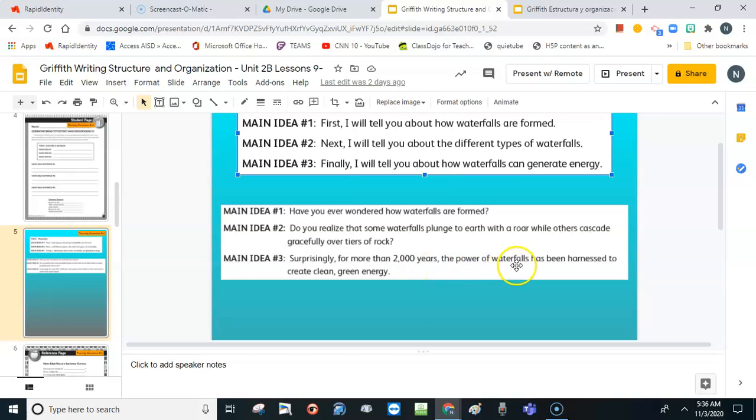Then the one about the waterfalls can generate energy, main idea number 3, says, "Surprisingly, for more than 2,000 years, the power of waterfalls has been harnessed to create clean, green energy." Harnessed means that it has been contained, it has been used to create energy. Again, they used good verbs, harnessed, and they also used the transition word surprisingly. So that's what we're going to be working on today. Instead of making boring main idea sentences, we're going to make interesting and elaborate main idea sentences.